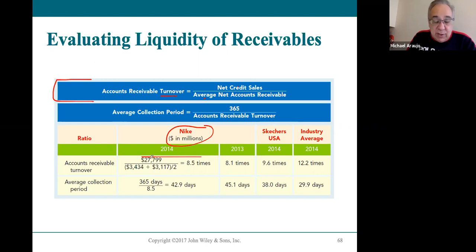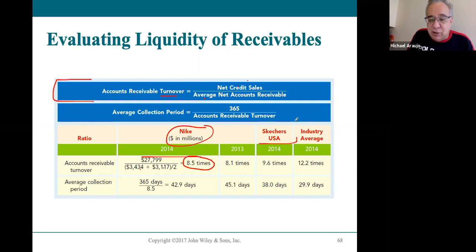They had 27, I'm sure this is billion, $27,799,000,000 of credit sales. And they averaged out their receivables, beginning and ending receivables divided by 2. And they came out with 8.5 times. That means that Nike collected their accounts receivable 8.5 times a year. Well, that's not 12, right? So they're behind a normal schedule because 12 times a year is really what we're looking at, right?